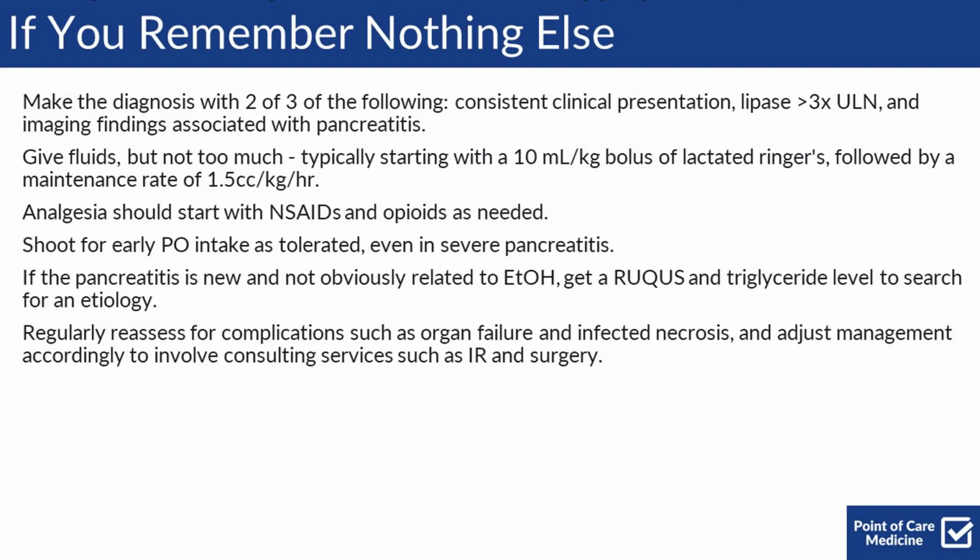Give fluids, but not too much, typically starting with a 10 ml per kilogram bolus of lactated ringers, followed by a maintenance rate of 1.5 cc's per kilogram per hour for 24 hours. Analgesia should start with NSAIDs and opioids as needed. Shoot for early PO intake as tolerated, even in severe pancreatitis.